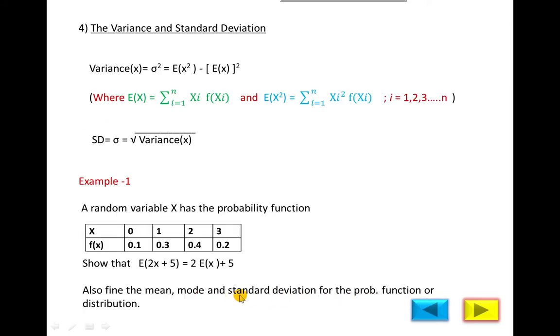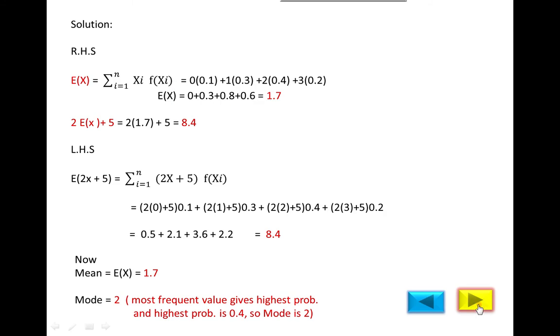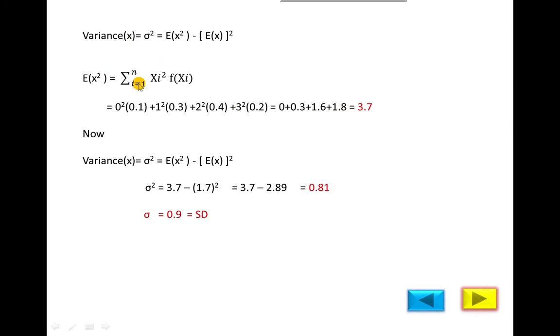Now find the standard deviation. For standard deviation, first we will find E(x square). You have already found the value of E(x) as 1.7. For E(x square) we will use this formula: E(x square) is equal to the sum of x square f(x). First calculate the square of x, which is 0, times this probability, plus the second value of x, 1 square, into probability, square of 2 into the corresponding probability, square of 3 into the corresponding probability. The square is only for the value of x, not for the probability.